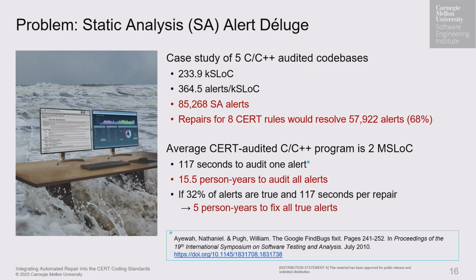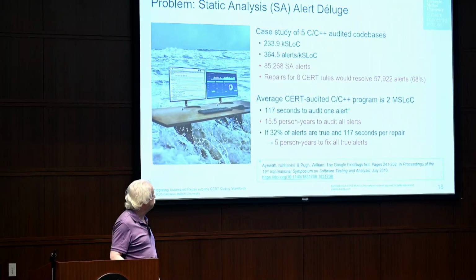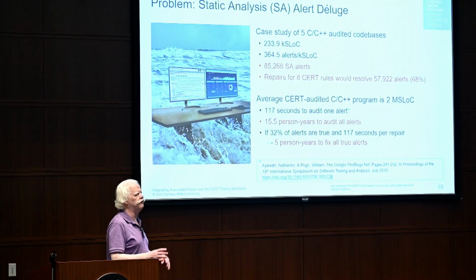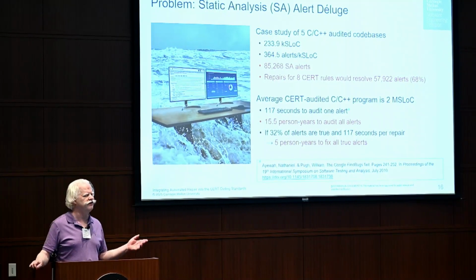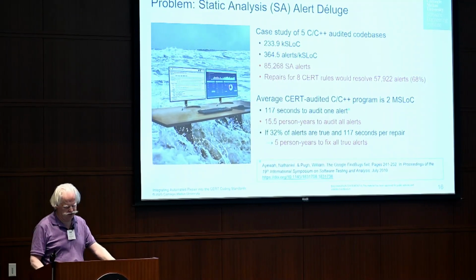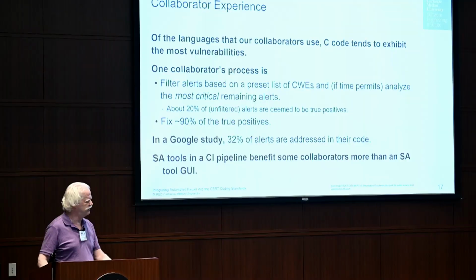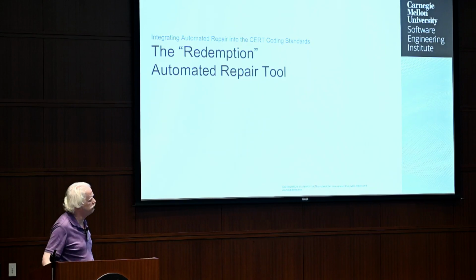And the 117 seconds and the 32% come from this study called the Google FindBugs Fix It, done by Bill Pugh with Google on some Java code. Yes, it's Java, not C, so I'm kind of extrapolating that this applies universally. But the main point is that the set of alerts that we get from tools is a true deluge. There's no way I can audit them all. Our team can't audit them all. There are just too many to deal with. That's the fundamental thing.